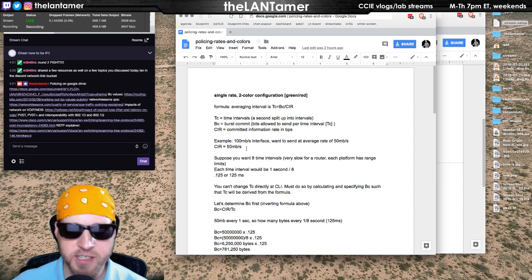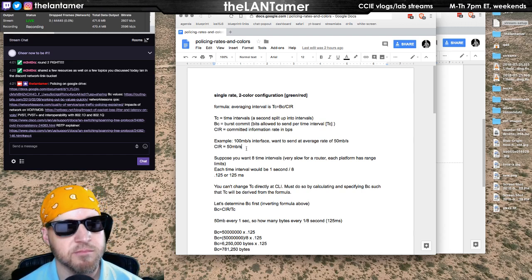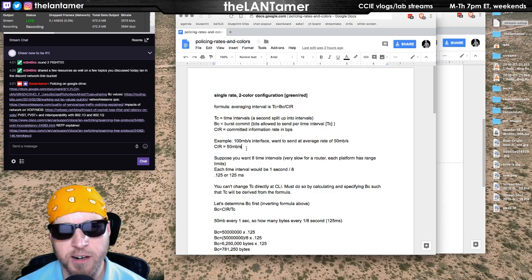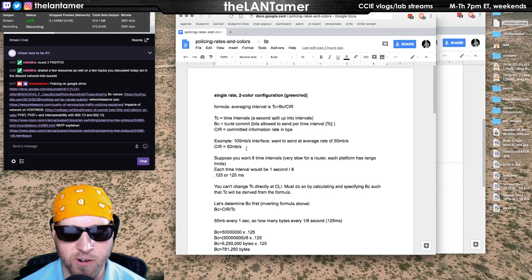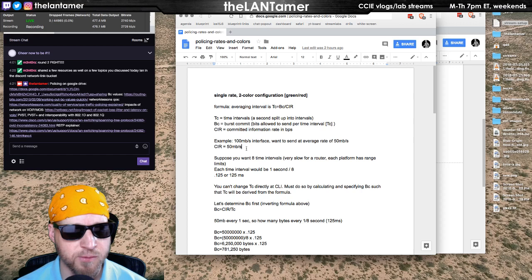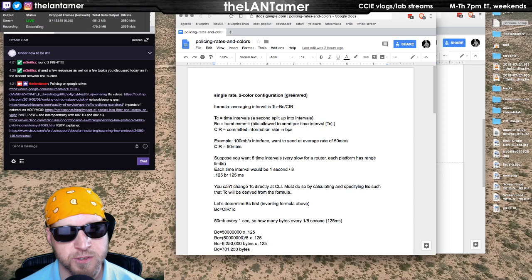So let's say we set it at 50 megabits per second. That's what I want to send on this interface. I really don't want to get that much above 50, right? And you decide, all right, we're going to do our pacing or our intervals. We're going to do 8 per second. Like I said, this would be very slow for a router, and there are limitations on certain platforms, how low or how high you can go on your interval calculations. But if you were doing that, each time interval would be 1 second divided by 8, which would be 0.125 or 125 milliseconds.